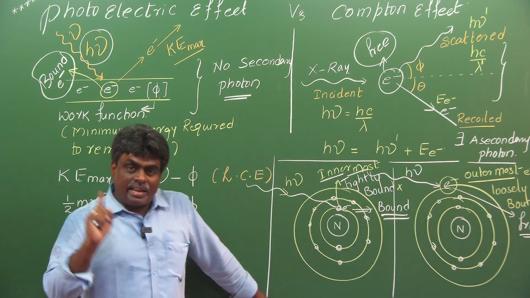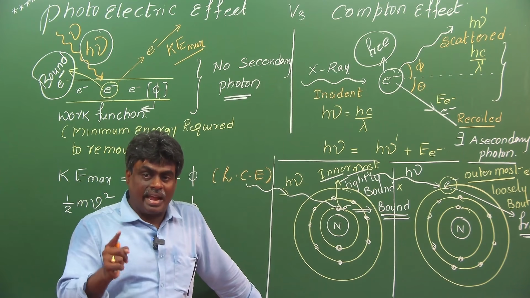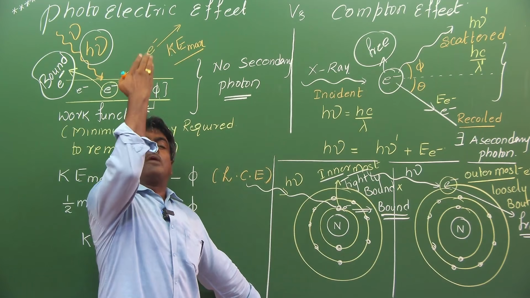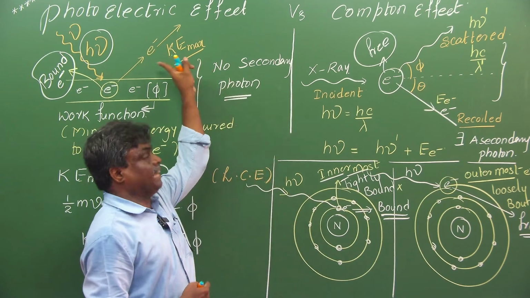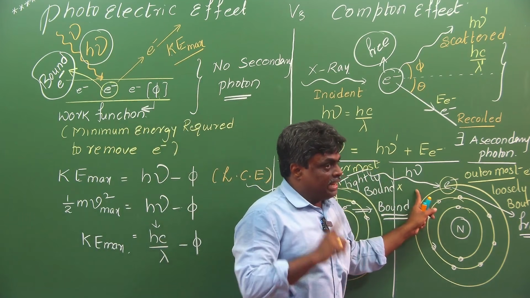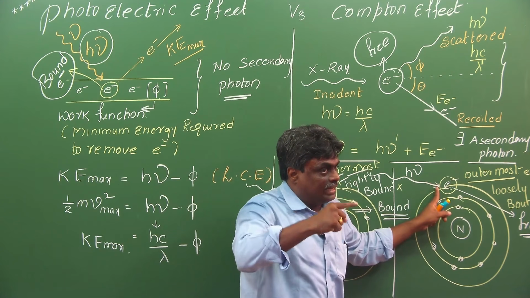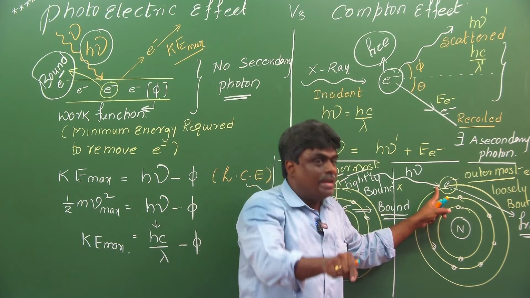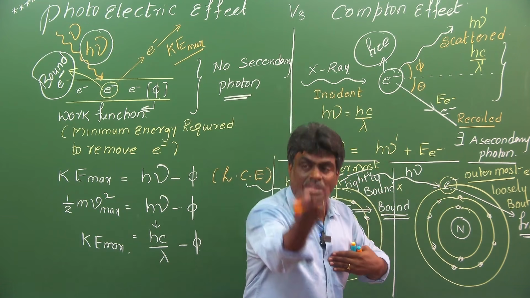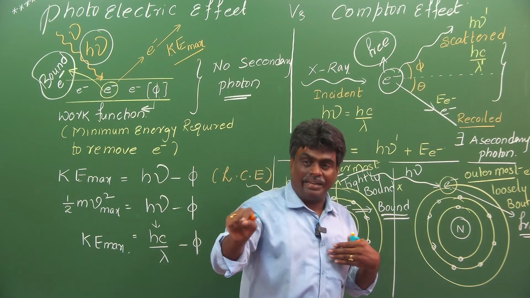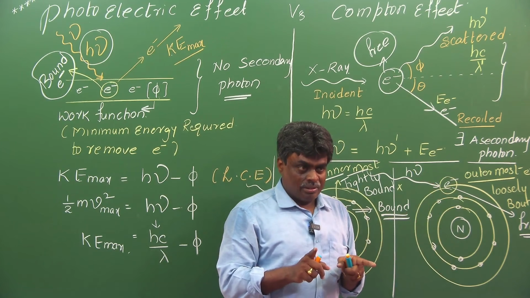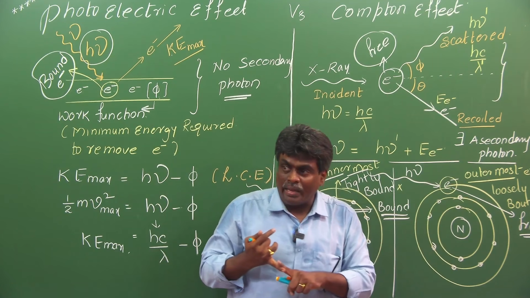So if the X-ray beam or any light is interacting with the innermost electron, that electron is tightly bound. It will absorb the energy completely, and that effect is the photoelectric effect. If the beam, whatever you are sending, is interacting with the outermost electron, which is loosely bound, it will take the energy partially and emit the remaining energy again as a secondary photon. That effect is the Compton effect.